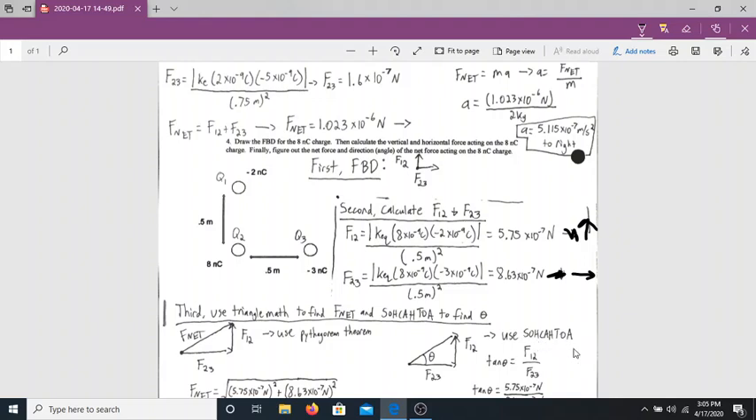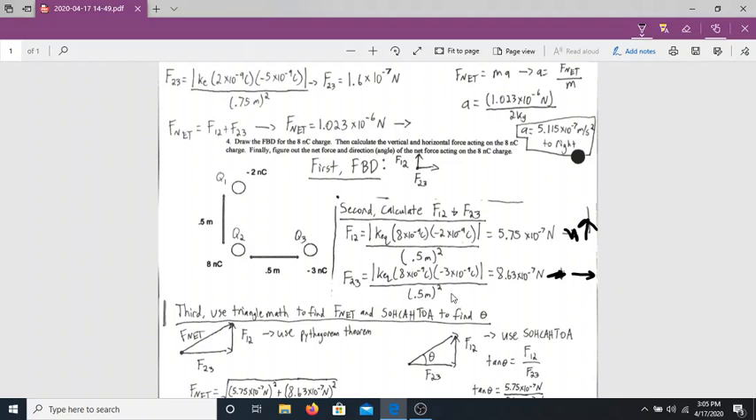Use SOHCAHTOA. As you can see from my notes, I'm using tangent, but honestly, if you calculate the hypotenuse, you can use any of the three. It's up to you. So I want you to take as much time as you need to work through this question and try to calculate what the net force should be and what the angle should be. Just pause the video here, and when you're ready, unpause it and see if you agree.